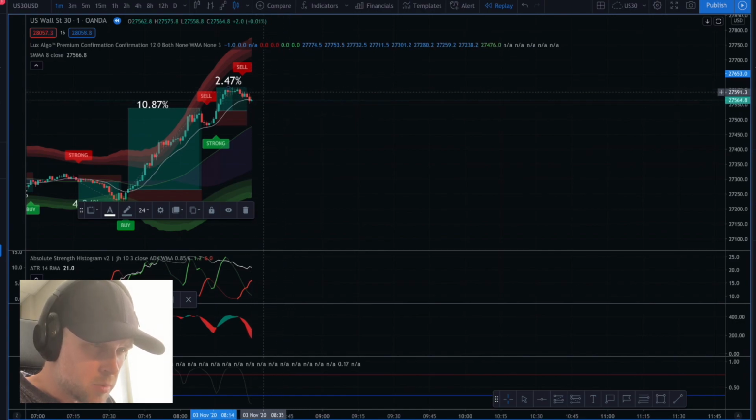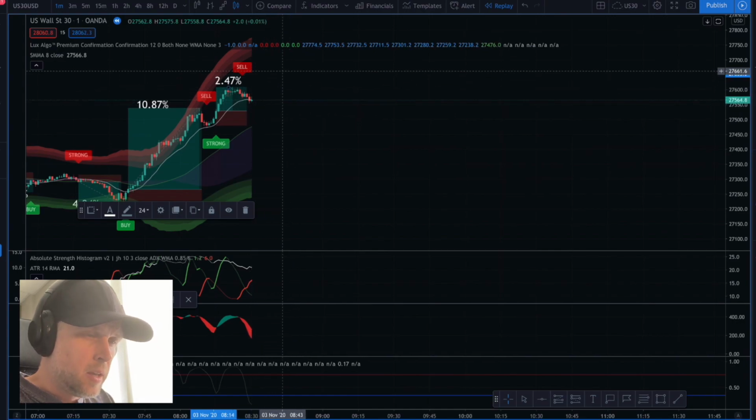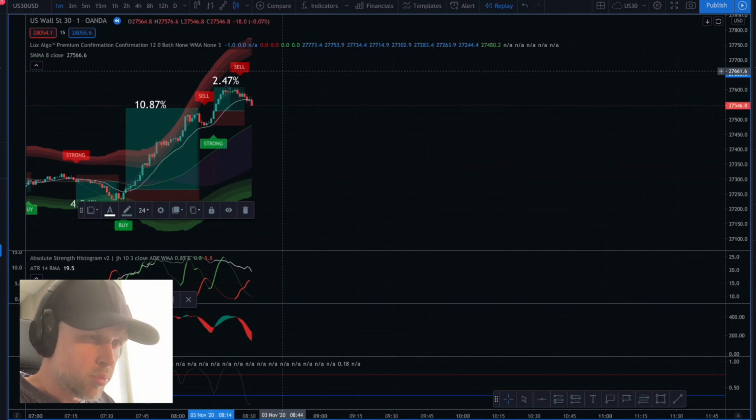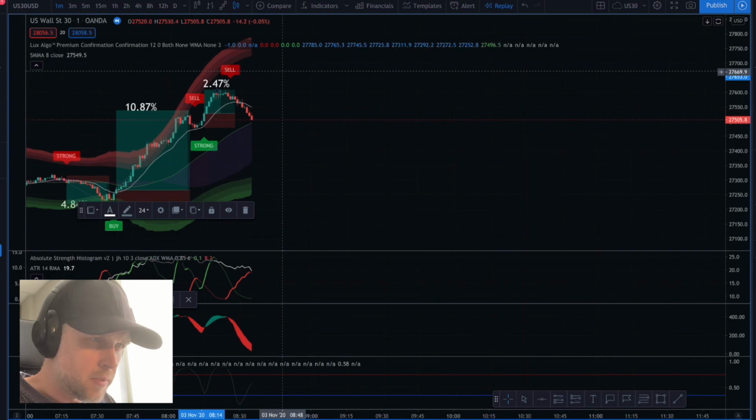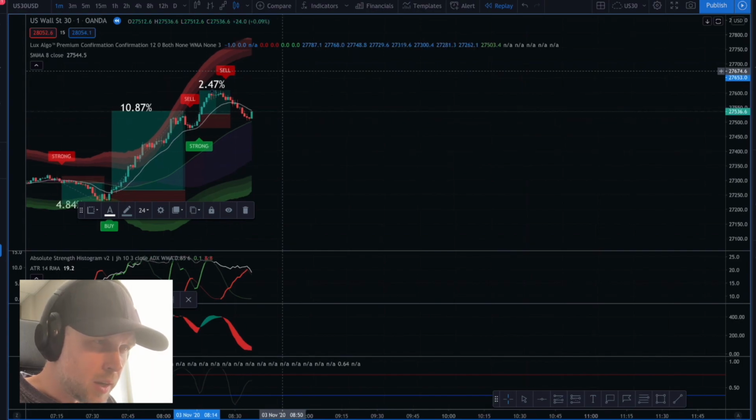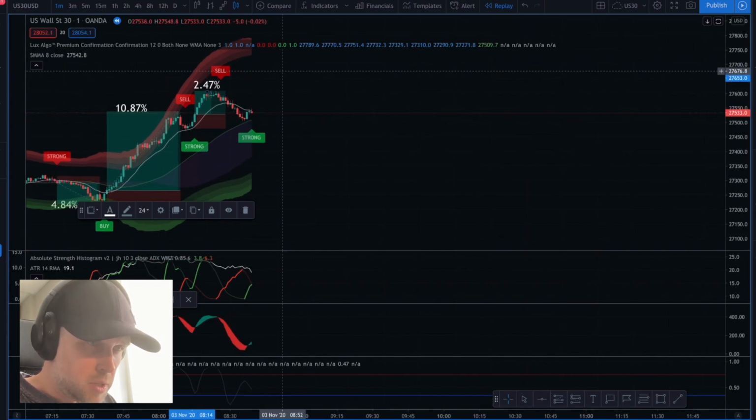It looks like we crossed below the smooth moving average, but because the most previous high was not in the reversal band, I am not taking that as an entry. So yeah, just take that into consideration. That's why I'm not going with that one.